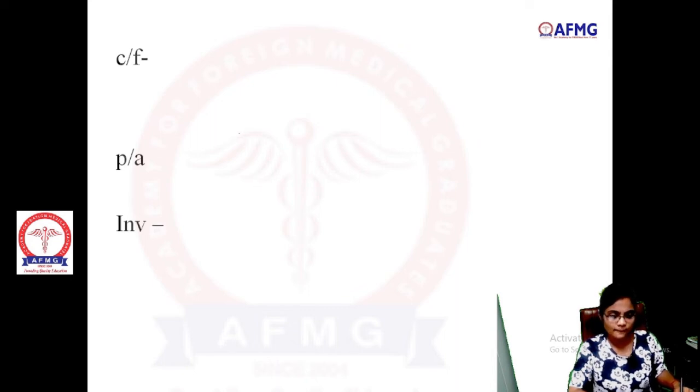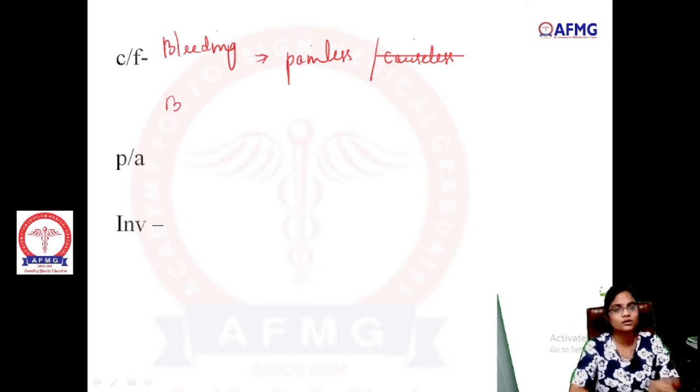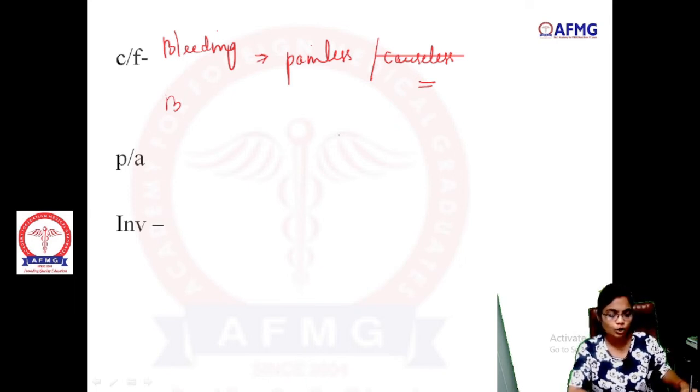Now, about the clinical features, what can you see? You can see bleeding, obviously. Bleeding will be there, but it will be painless bleeding, and there is no easy cause. The patient will not give any history at all, she will simply complain of bleeding. So that is one of the important things.